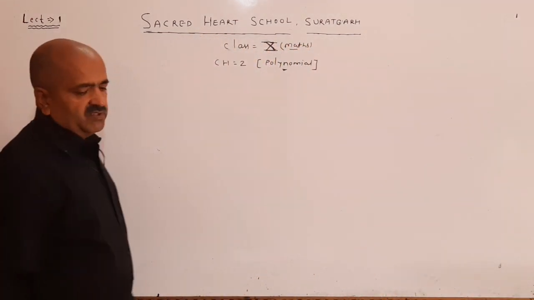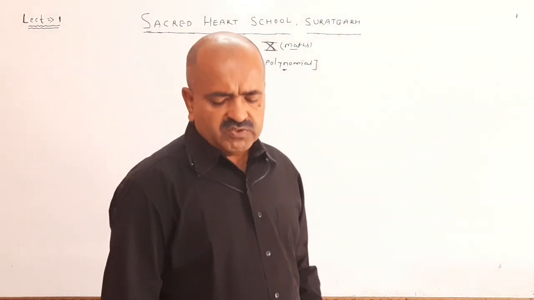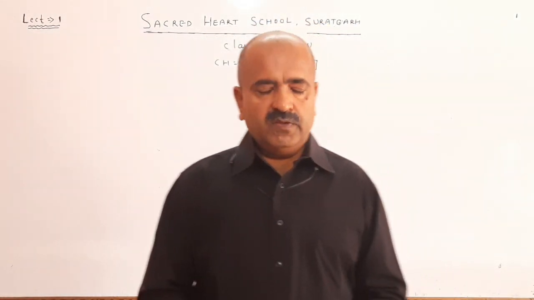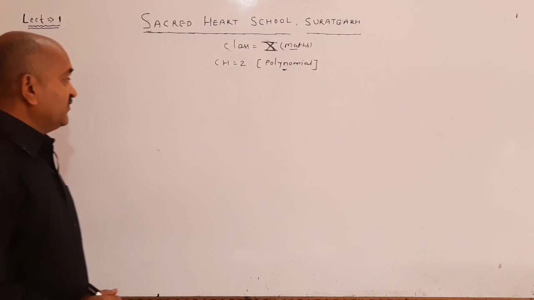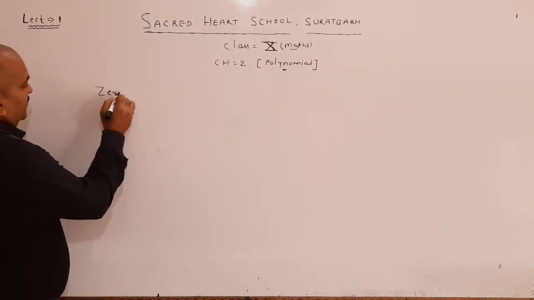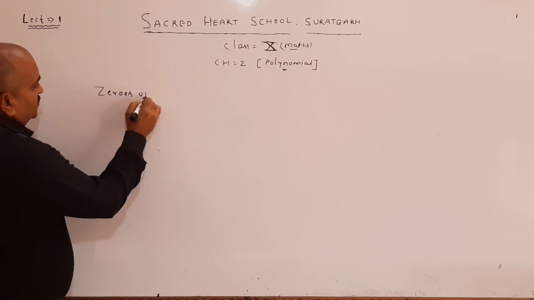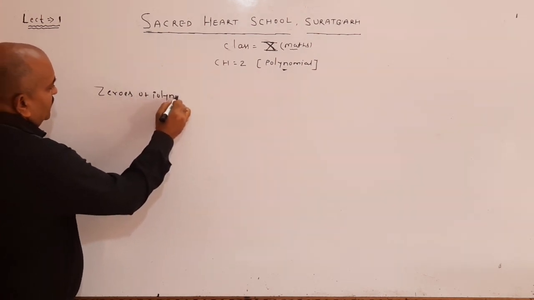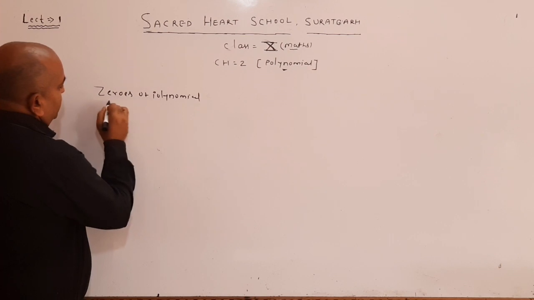What is the meaning of zeros of the polynomial? Zeros means if a value satisfies the polynomial. Zeros of the polynomial.